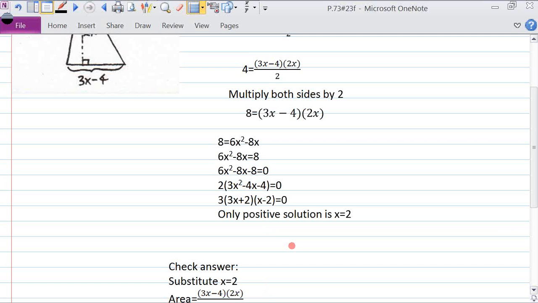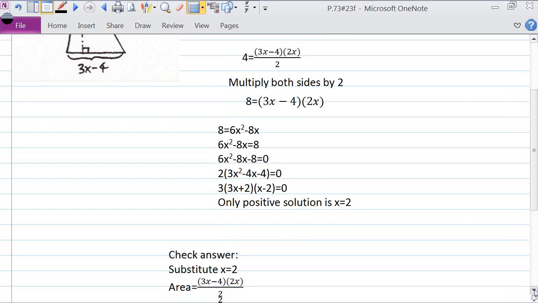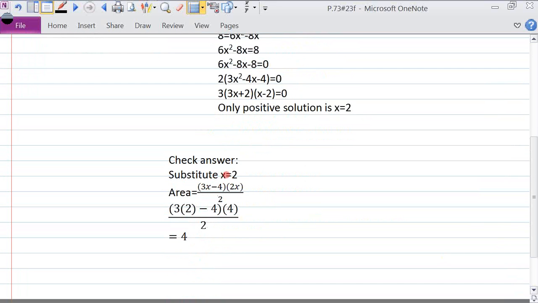So now, since x can only be a positive value, I can't have x being a negative value. I'm not really interested in this solution right here. This would give me x equal to minus 2/3. But the only one I'm really interested in is this, because it gives me a positive solution. A distance cannot be negative. So the only interesting one is x equals 2.